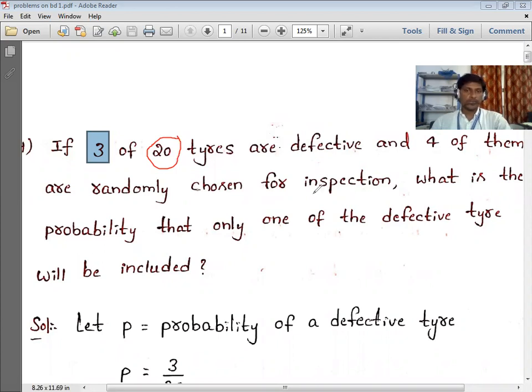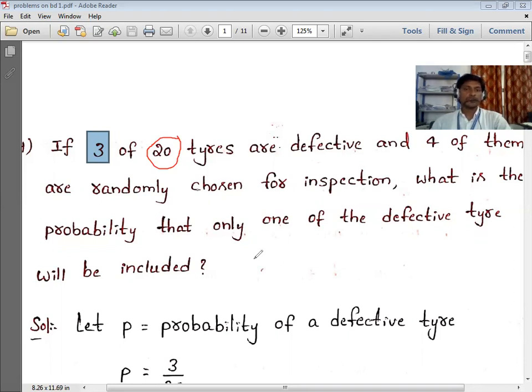Okay. That may be defective or non-defective. We don't know about that. So what is the probability that only one of the defective tire will be included? It means that one defective tire is included in those 4 tires. So what is the possibility for that? So that one they are asking here.